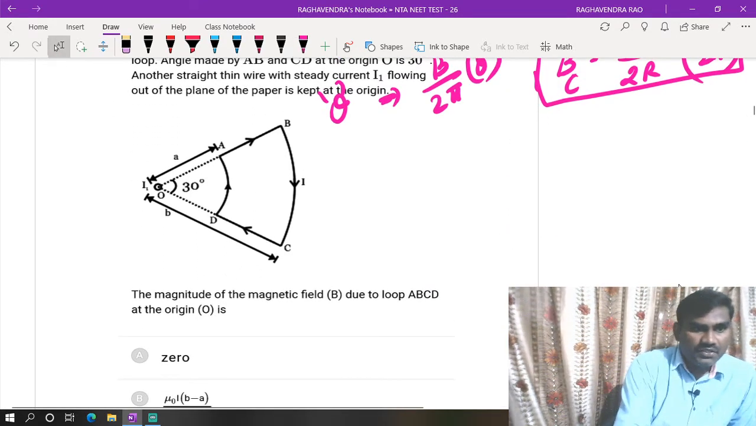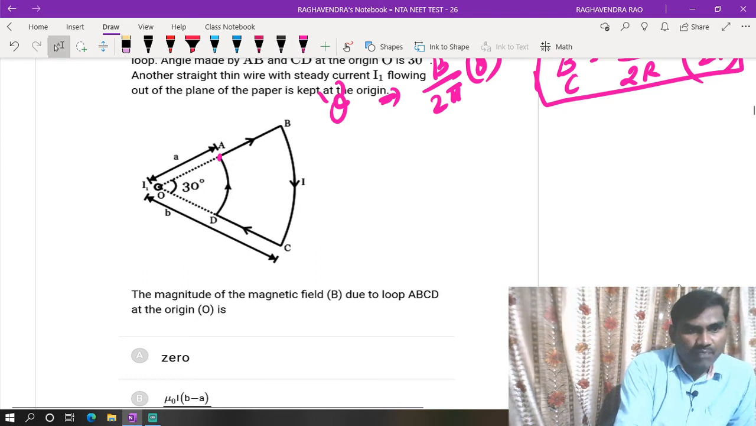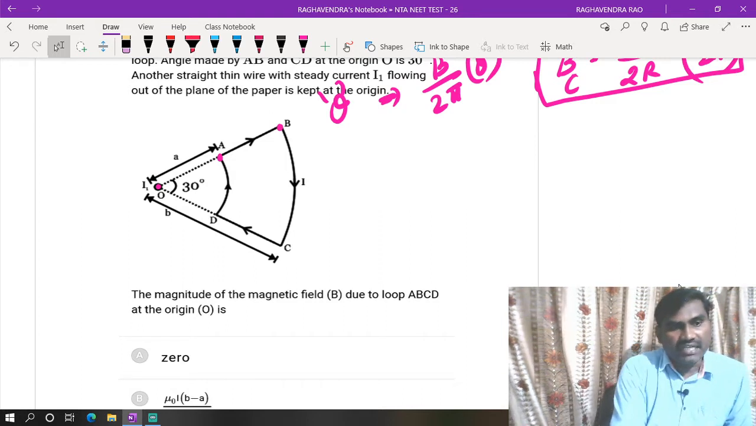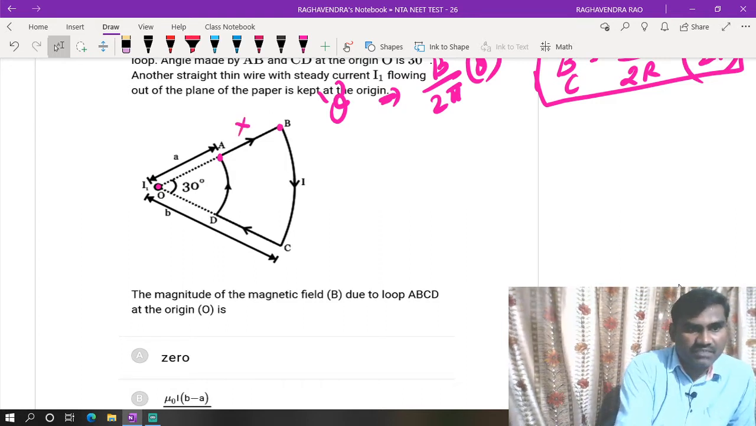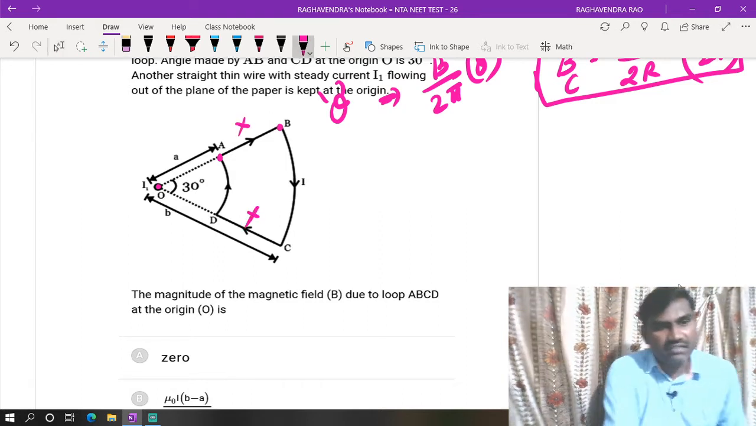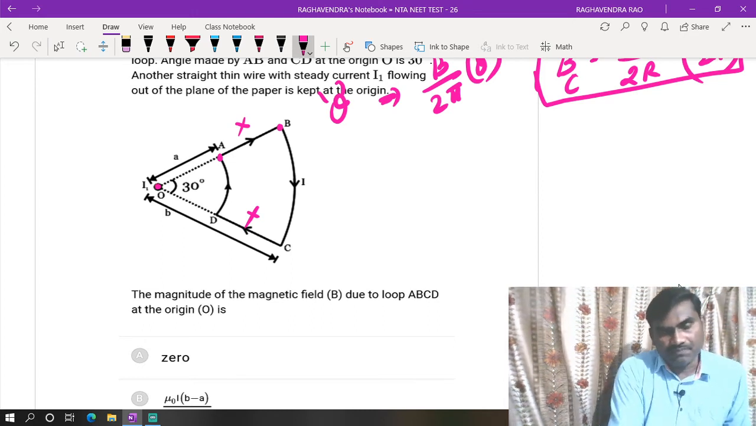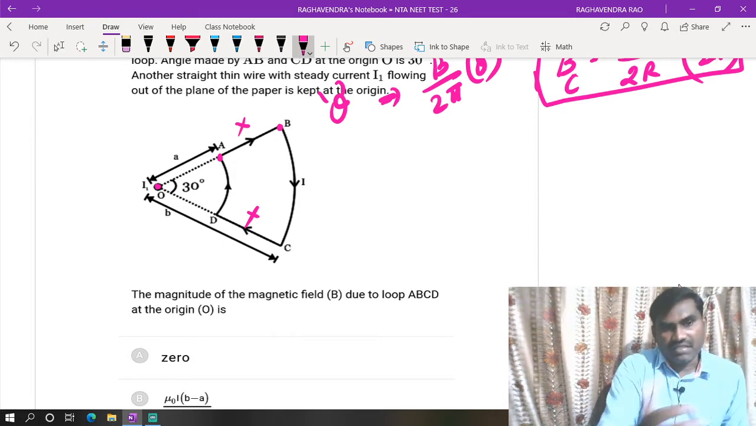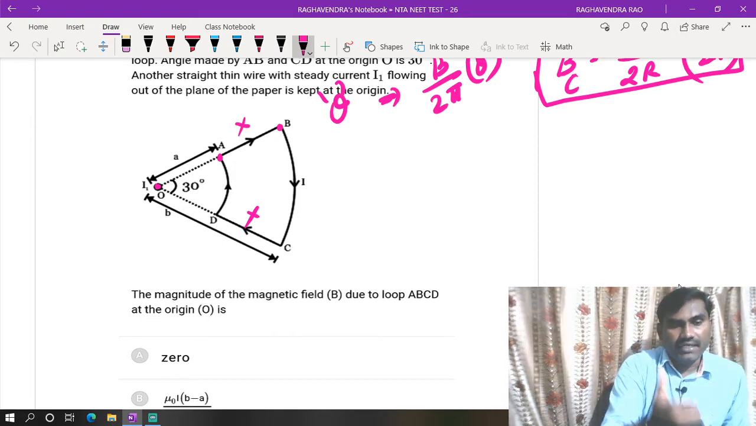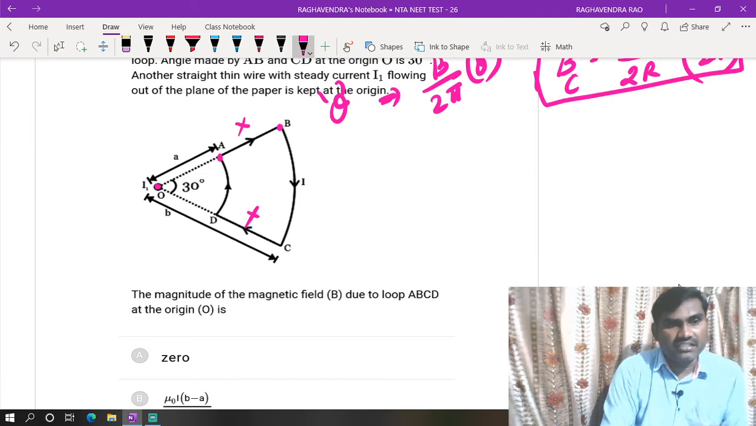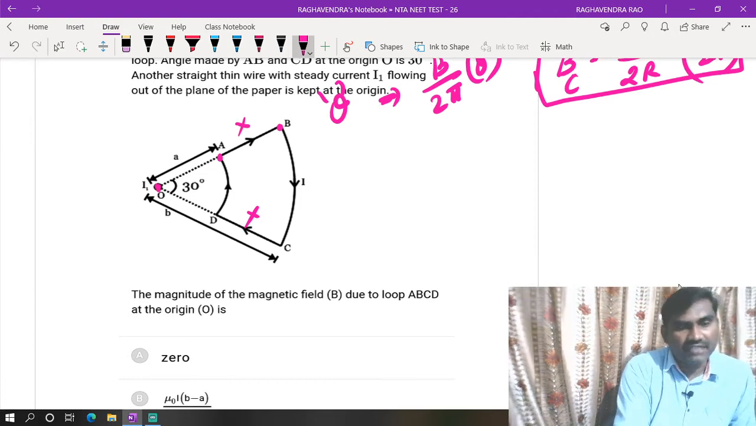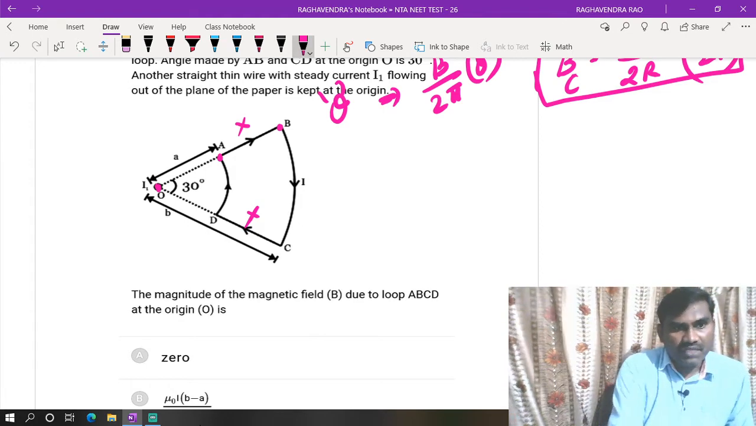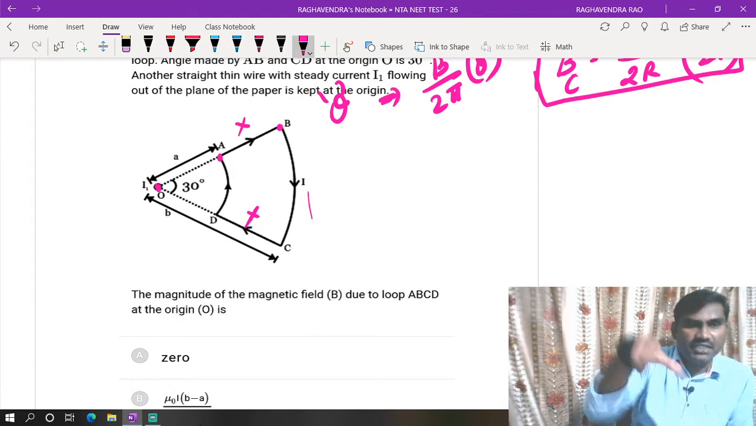Now here, according to Biot-Savart law, if the point is lying on the line of the conductor, the magnetic field because of that will be equal to 0. So because of this part and this part, the magnetic field at this point will be equal to 0. Now we have clockwise and anti-clockwise current. Because of the anti-clockwise direction, at this point there will be a magnetic field which is outside the plane of the paper, whereas this is clockwise. Clockwise means into the plane of the paper.